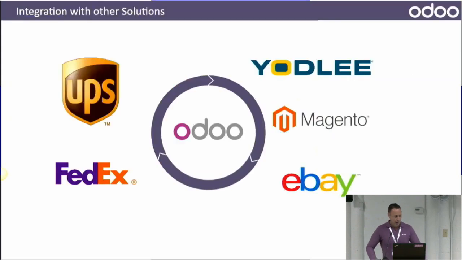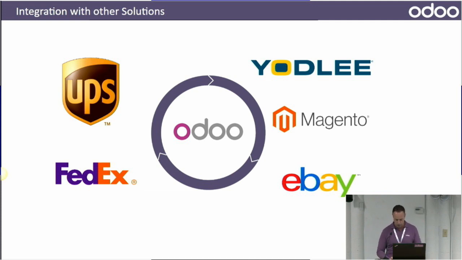Odoo.sh does also allow for integration with other solutions such as UPS, FedEx, and Yodlee. I don't know if you're familiar with that, but if you do any bank integrations, Yodlee is a third-party provider that does the handshake. So we never will have access to your sensitive bank data. They do the handshake so that we would sync with your bank on the accounting application through Yodlee.